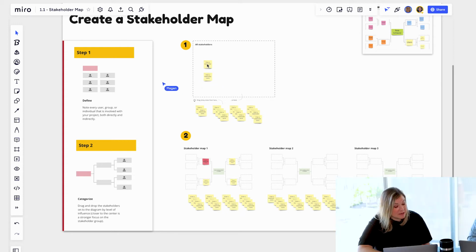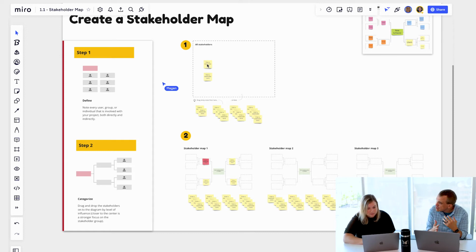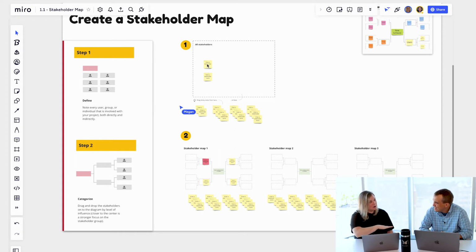I like to have people dump their brains and just really start to get as many stakeholders out of their heads as possible so we can see what the whole list is. Now, should I start organizing them right from the beginning, or should I just dump them all in the beginning and then start organizing them? Let's have people dump and then organize later.